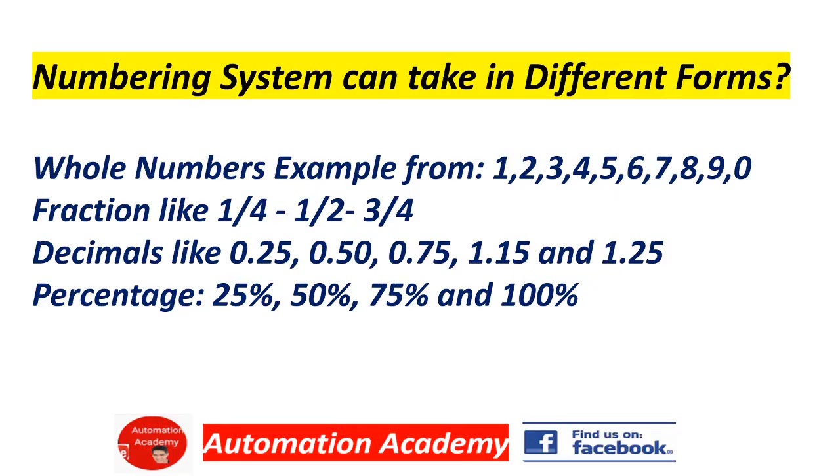Numbering system can take in different forms. Whole numbers, for example, 1, 2, 3, 4, 5, 6, 7, 8, 9, 0. Fractions, like 1/4, 1/2, and 3/4. Decimals, like 0.25, 0.50, 0.75, 1.15, and 1.25. Percentages, 25%, 50%, 75%, and 100%.